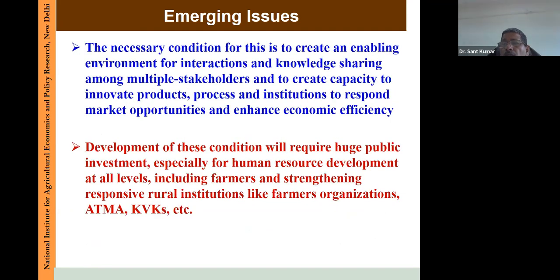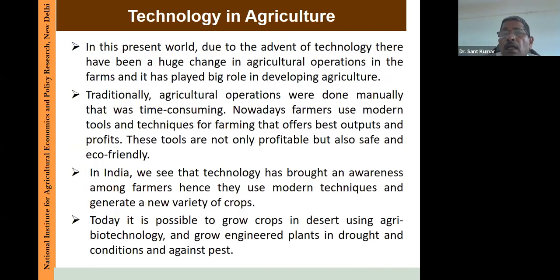So the necessary development of these conditions will require huge public investment, especially for HRD at all levels, farmers' strengthening, and the others. So, with the organizational development, now we will be dealing with the technology in agriculture.